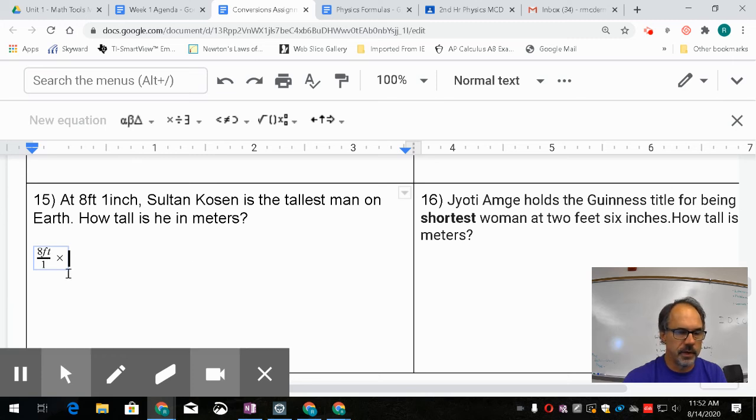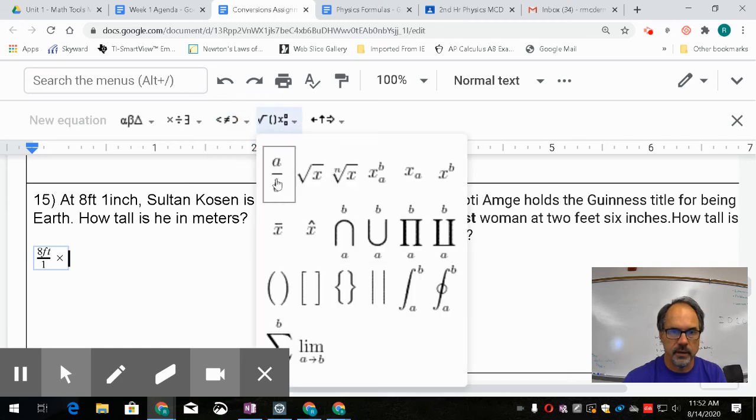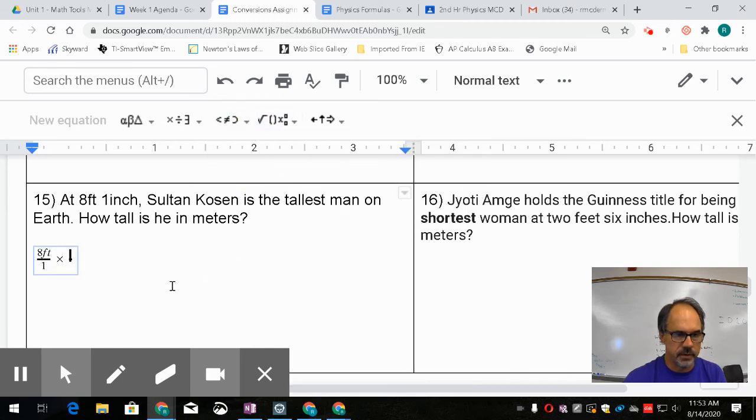Okay, in order to convert feet to inches, I'm just going to do this the traditional way here. So I'm going to do another fraction. There is 12 inches in 1 foot, so 12 inches in 1 foot. And that equals, let's see, 8 times 12 is 96. So we have 96 inches. Okay. Now, plus the 1 inch, that's 97 inches. So our problem becomes converting 97 inches into meters.